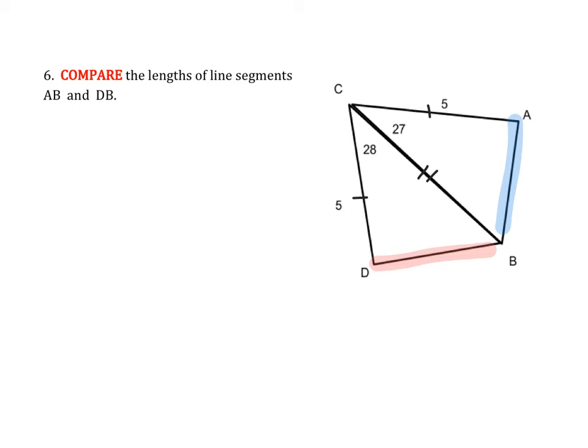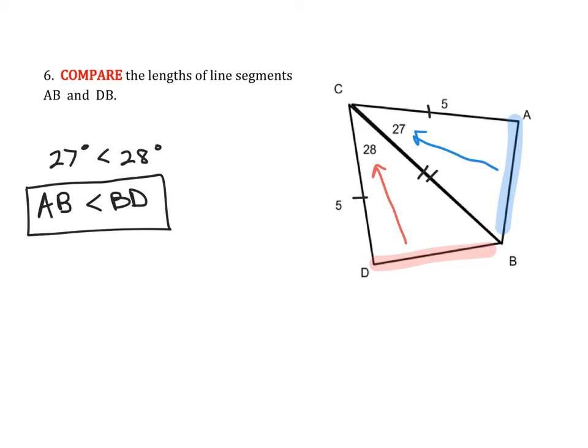So if you look at AB, it is opposite the angle 27 degrees. And if you look at BD, it is opposite the angle 28 degrees. So we know that 27 degrees is less than 28 degrees. That means AB, which corresponds with 27, is less than BD or DB. So remember, when you have a scenario where you know that two of the sides are congruent between two triangles, you can compare side lengths or angles using their corresponding side lengths or angles.